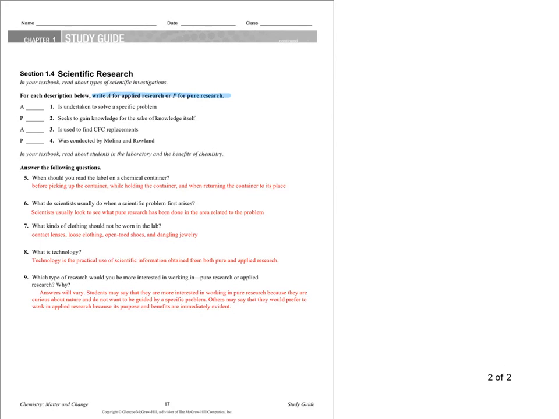What do scientists usually do when a scientific problem first arises? They will look at other research, typically pure research, that's been done, and use current research that's already been done.